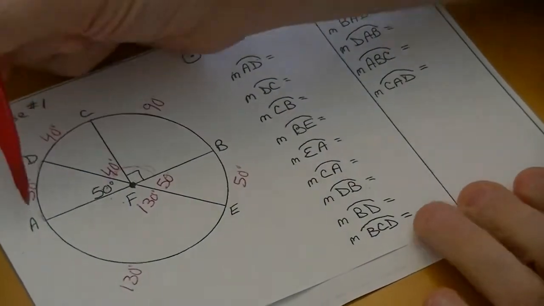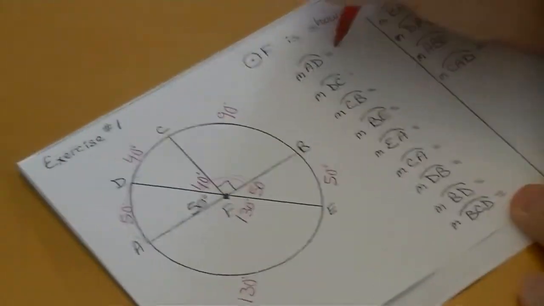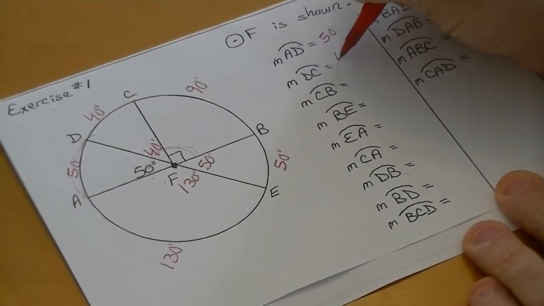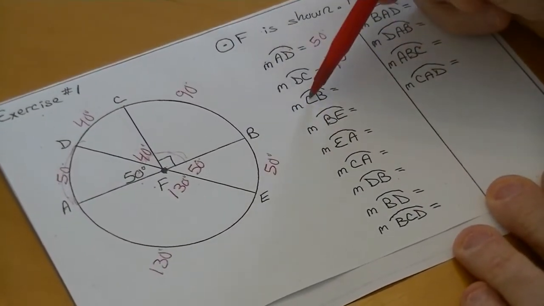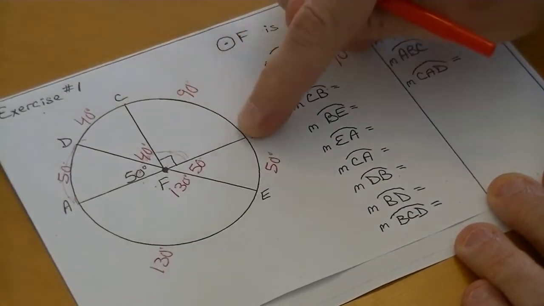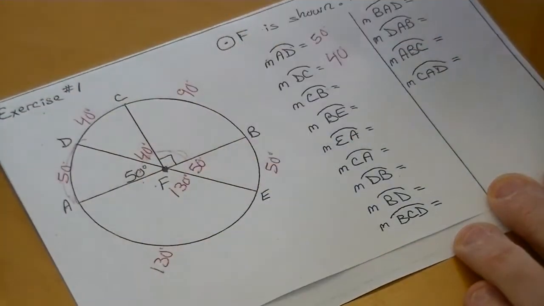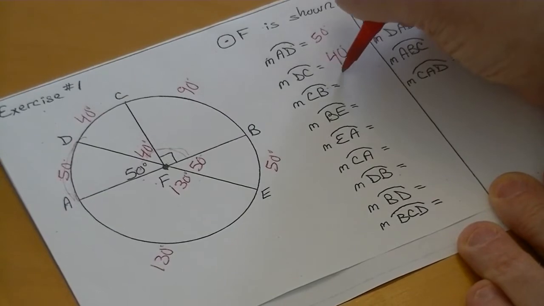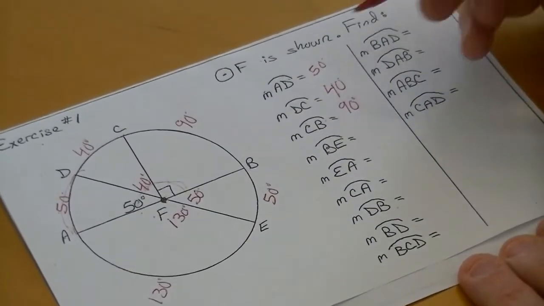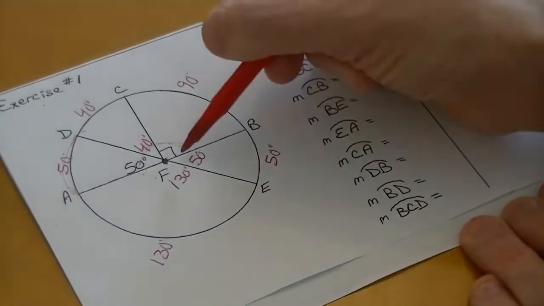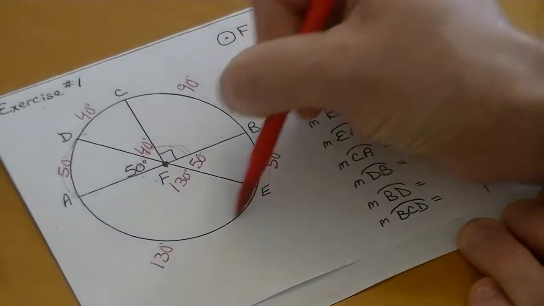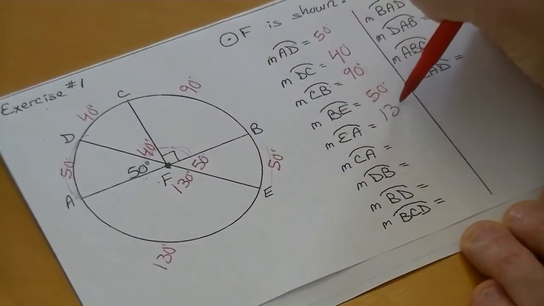So the measure of arc AD, 50 degrees. The measure of arc DC, 40 degrees. Remember, two letters always means the shorter way around the circle. So arc CB is always going to mean this. It's not going to mean the major arc. Two letters is always a minor arc. Three letters, you have to follow them in order to see what kind of arc it is. Arc BE, 50 degrees, and arc EA, 130 degrees.